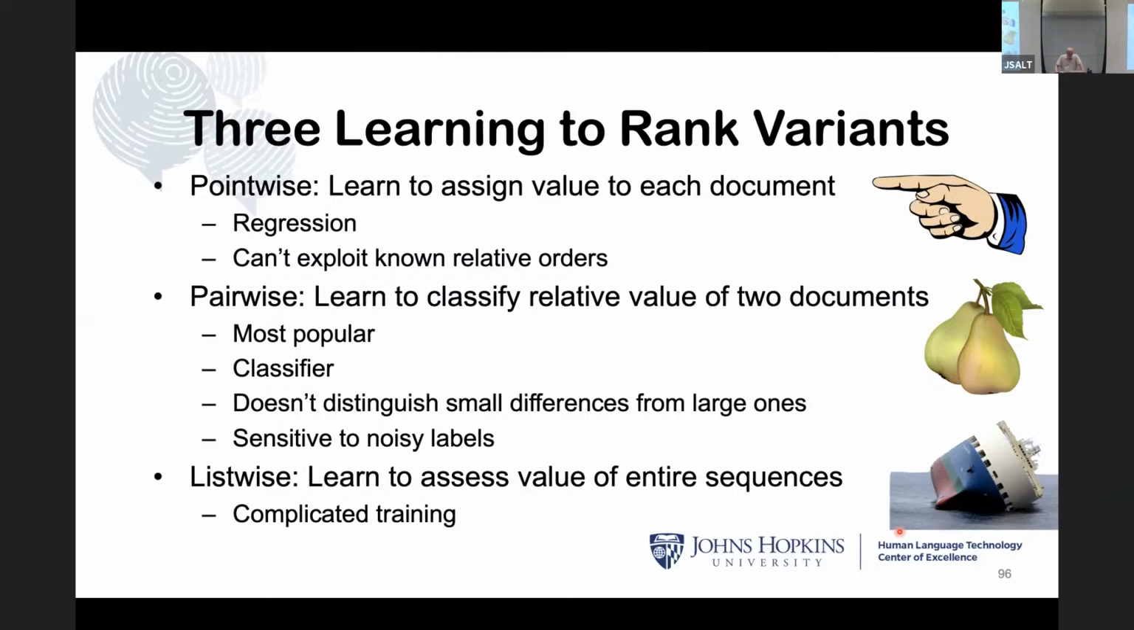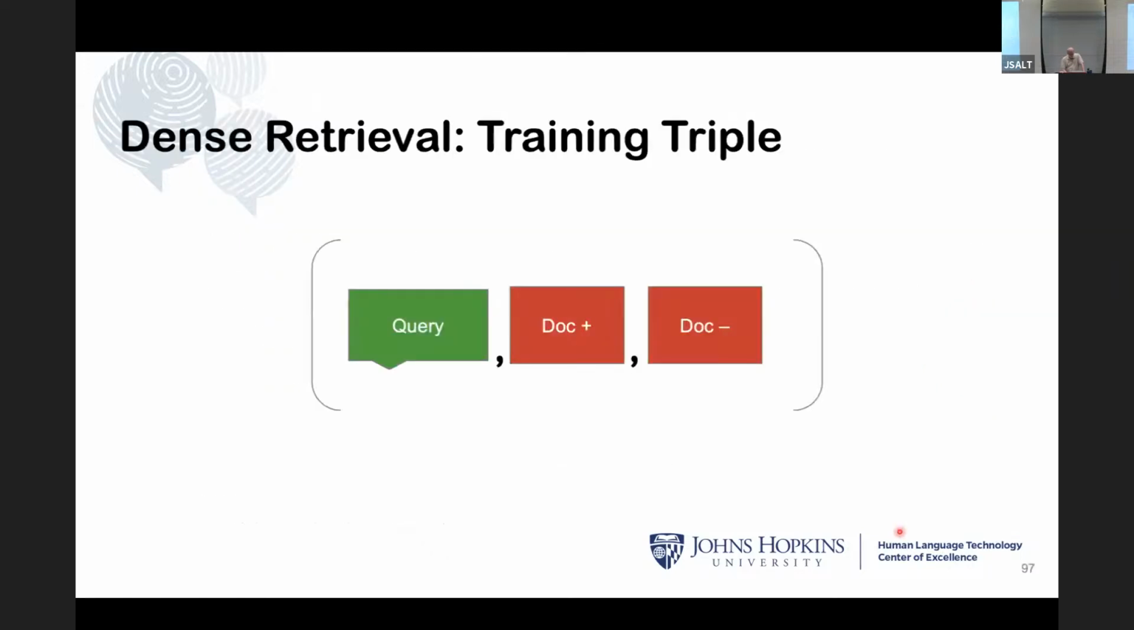So this pairwise approach doesn't give you access to how relevant the document is. And it's also sensitive to noisy labels. The third way is listwise, where you take a whole sequence and you try to learn how to order those. And there are approaches to that, but it's complicated and it's not all that widely used. Okay. But this is the learning to rank approach, and that's probably been the dominant approach for web search for, well, for 10 or so years until neural approaches came along.